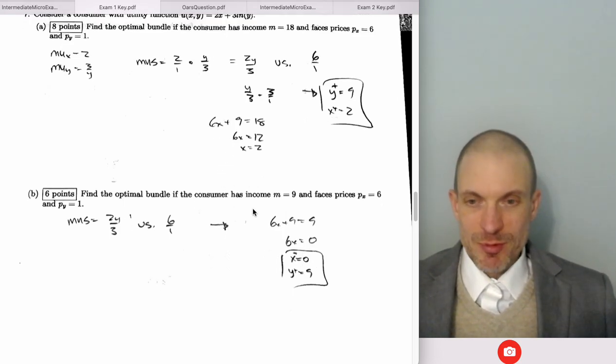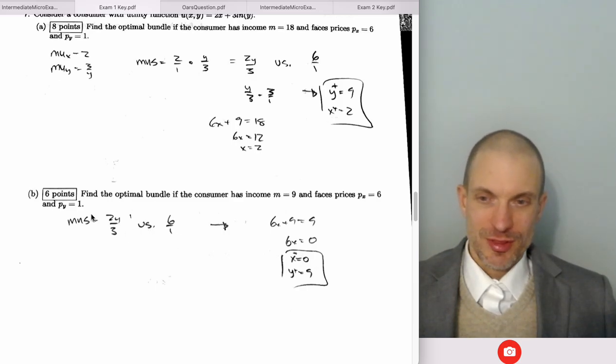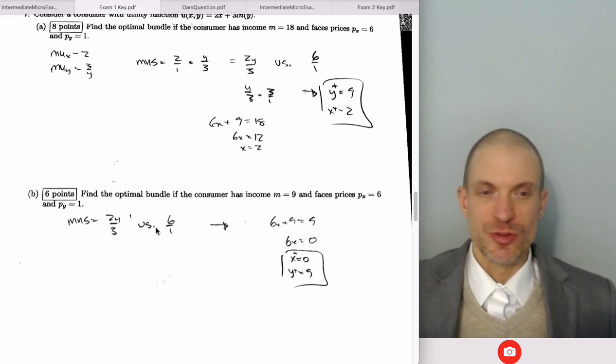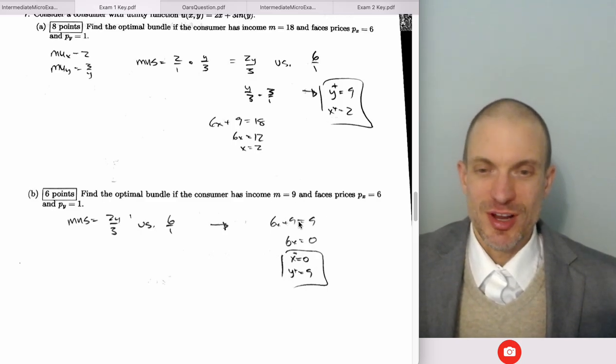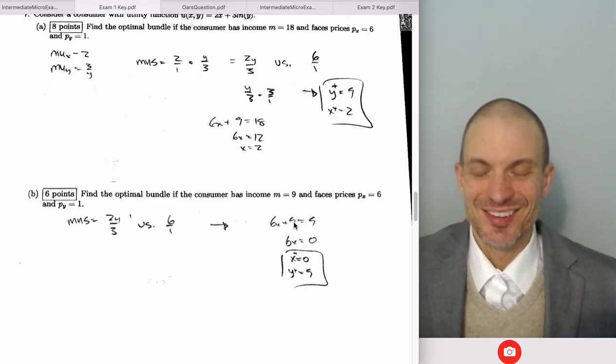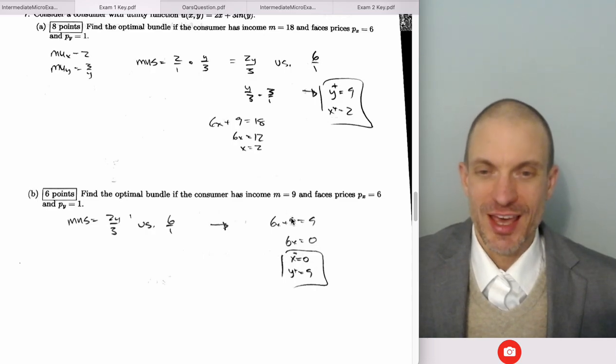All right, now find the optimal bundle if the consumer has income of 9 and faces the same prices. So suppose I have much smaller income. Now what am I going to do? Well, the marginal rate of substitution and the price ratio, those are still the same as before, right? But when I go to my budget constraint, I've got an issue here: if my expenditure on good y is 9, I've already exhausted my budget, so I'll consume none of good x.